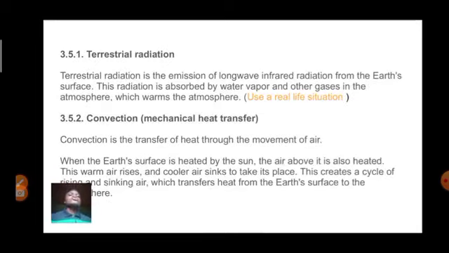Terrestrial radiation. What do we mean by this? Terrestrial radiation is also known as ground radiation. Of course, terrestrial means ground, the surface of the earth. So the surface of the earth is good at radiating heat back into the atmosphere when solar radiation finally reaches it, and this is usually referred to as ground radiation. So terrestrial radiation is the emission of long wave infrared radiation from the earth's surface.